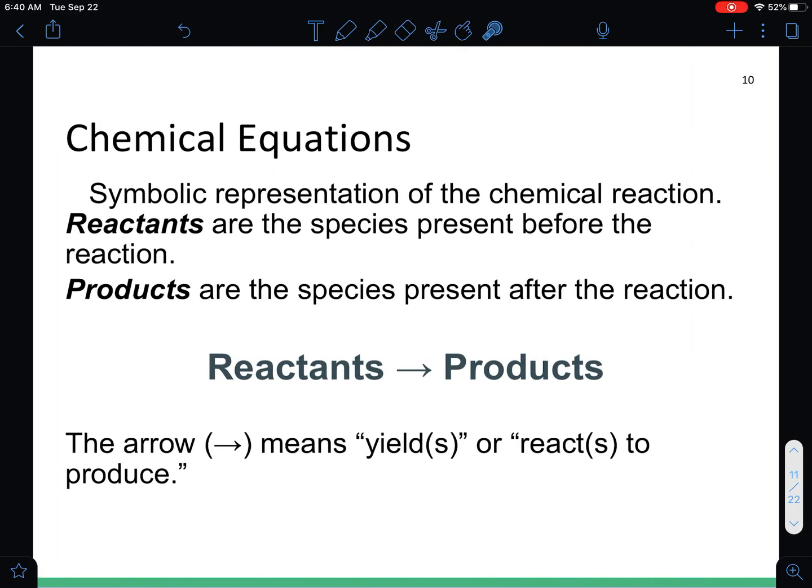How a chemical reaction looks is we have the reactants on one side and an arrow pointing towards the products. The reactants are the species present before the reaction, and those will get rearranged and produce a product. The arrow always means yields, or reacts with, or to produce.